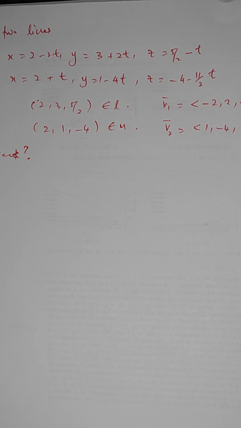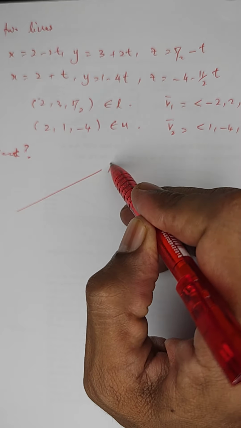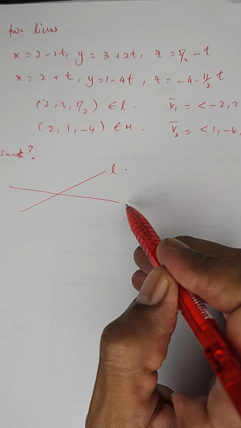Okay, do these two lines intersect? So now let me pose this question to you. Are two lines which are not parallel always intersecting? Okay, that's the question. Are two lines which are not parallel always intersecting? So if you have a line, let's say this is a line L, this is a line M.